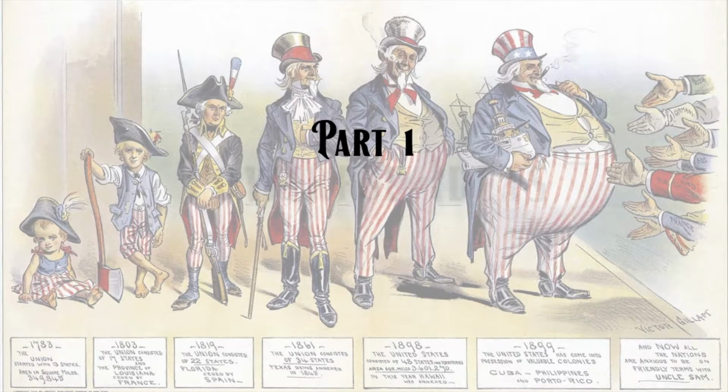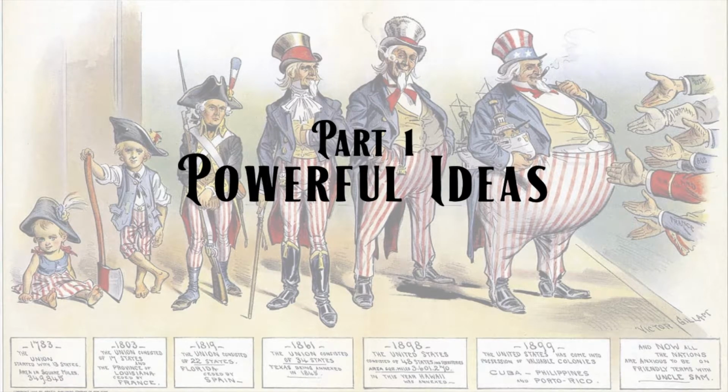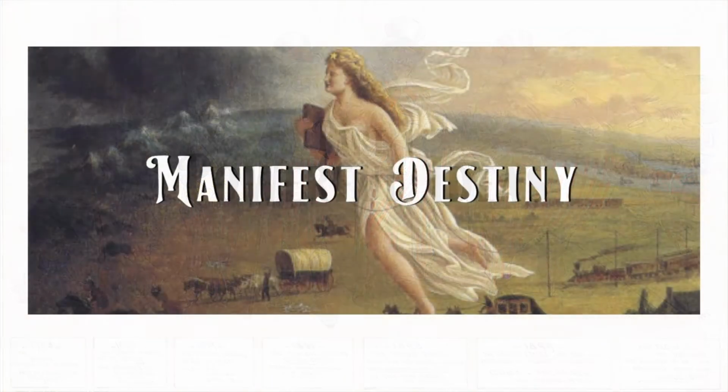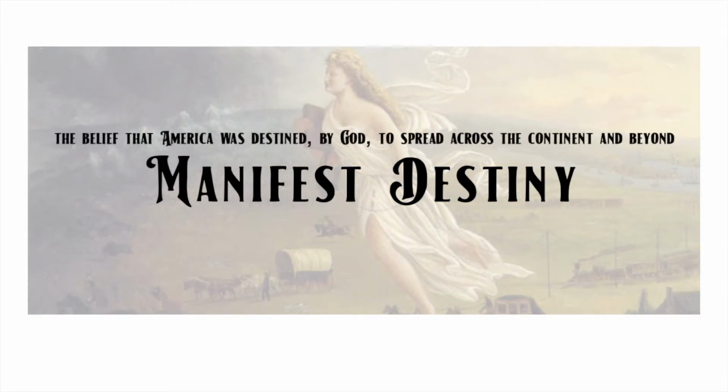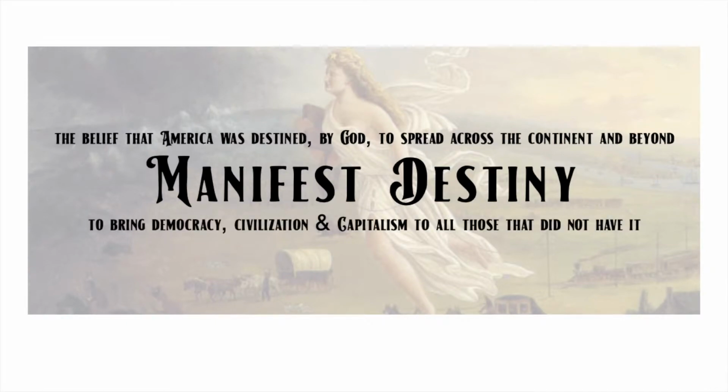The first part of this lesson is going to explore some powerful ideas that helped drive America's imperialist expansion. The first idea is manifest destiny. This is a term you may have heard of before. Manifest destiny was the belief that America was destined by God to spread across the continent and beyond, to bring democracy, civilization, and capitalism to all those that did not have it.